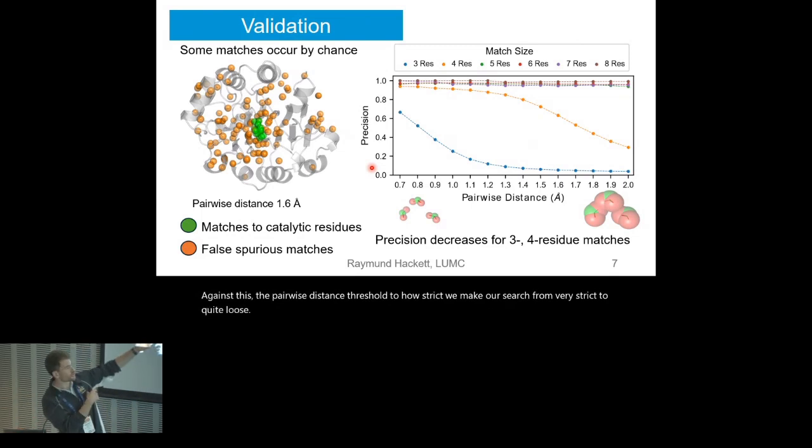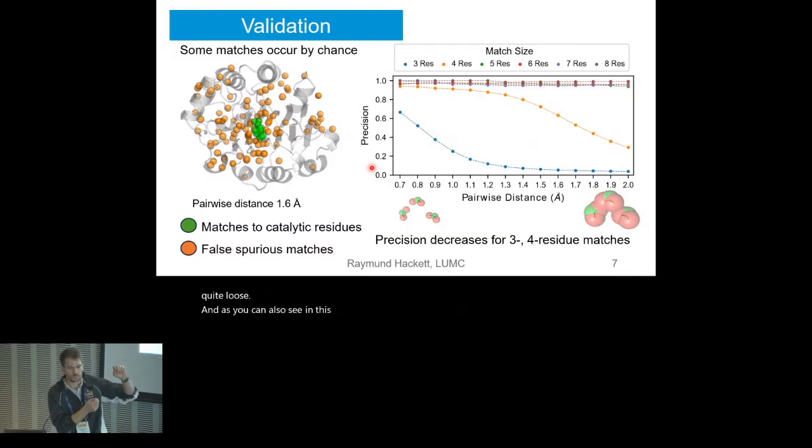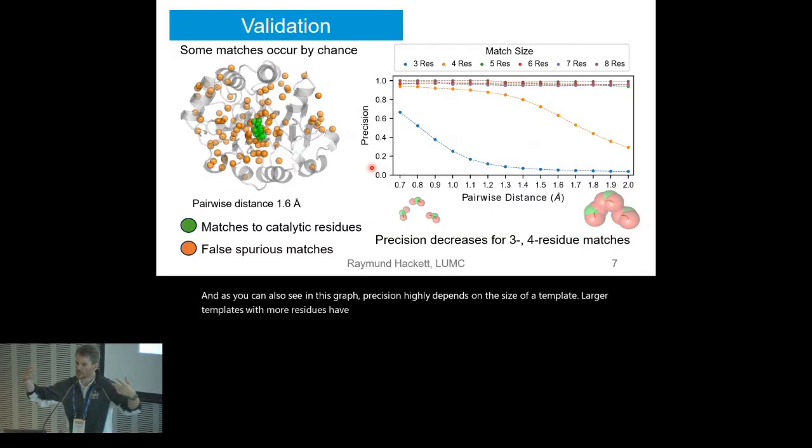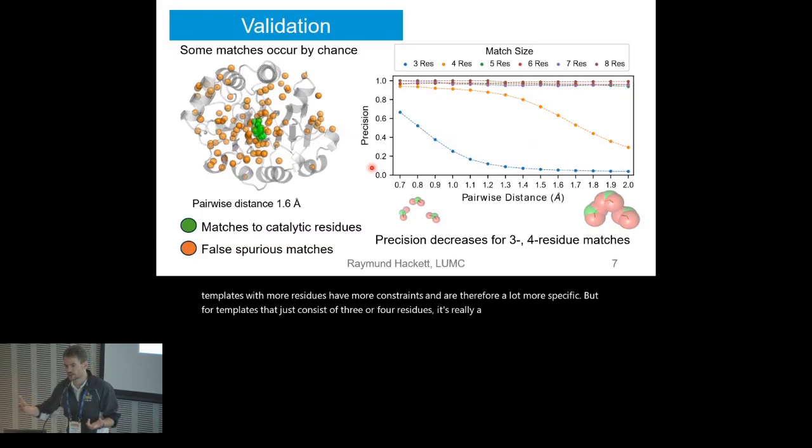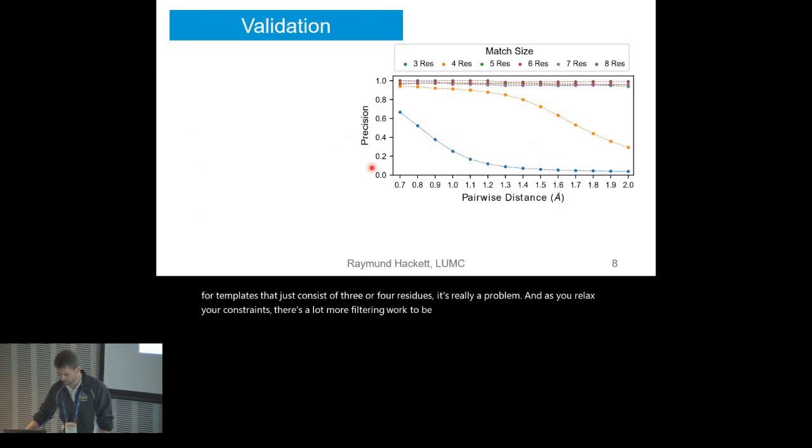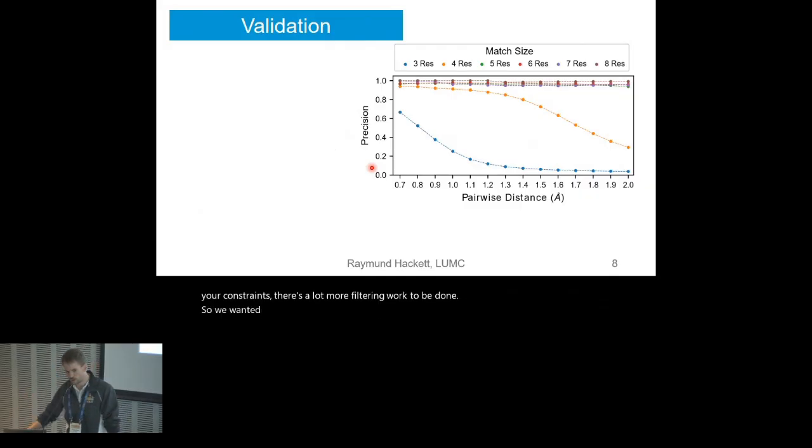And as you can also see in this graph, precision highly depends on the size of a template. Larger templates with more residues have more constraints and are therefore a lot more specific. But for templates that just consist of 3 or 4 residues, it's really a problem. And as you relax your constraints, there's a lot more filtering work to be done. So we wanted to tackle this problem completely structurally and in a fast and efficient manner.